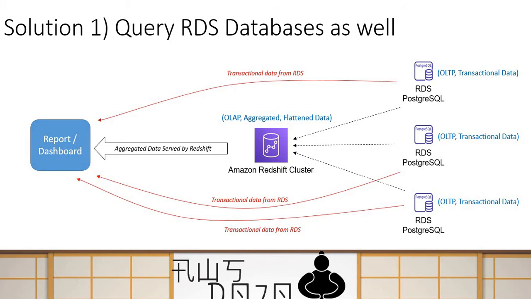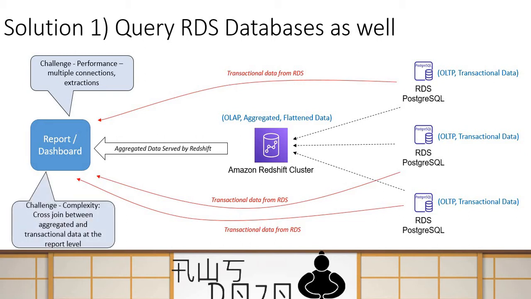Now this approach, though it works, has many challenges. One challenge is performance, because literally you are making multiple extractions, multiple connections from various sources, and then aggregating data in the report, which makes it very slow. The second is that it also adds complexity, because if you want to do some kind of cross join between the aggregated data and transactional data, then you can do that only at the report level. Either you will import all the data at the report level and then do it, or you will build that logic in the report, which makes this more complex, especially if you're dealing with a large amount of data. So this definitely is a solution, but not a very scalable one, not a very performant one, and definitely a more complex one to handle.